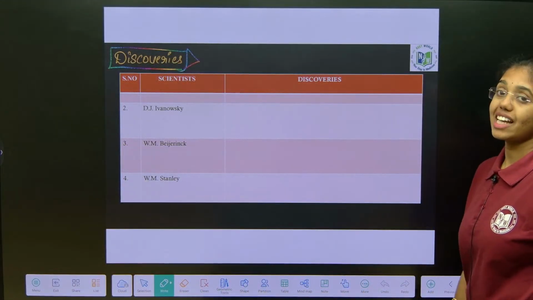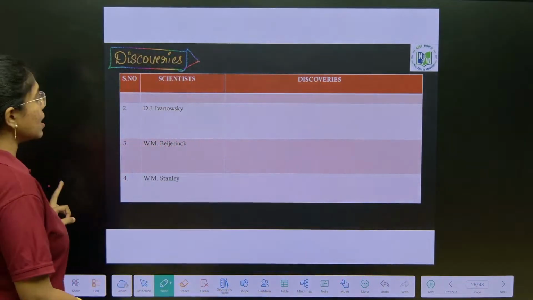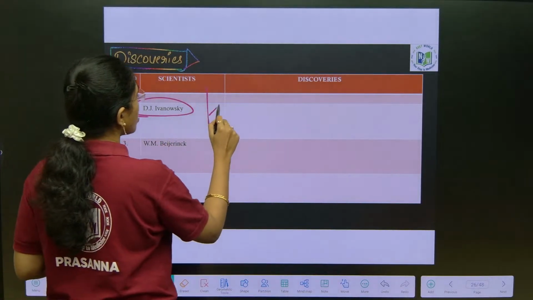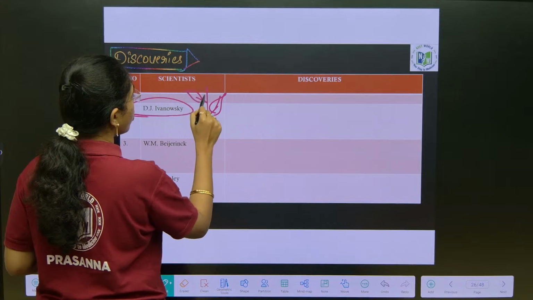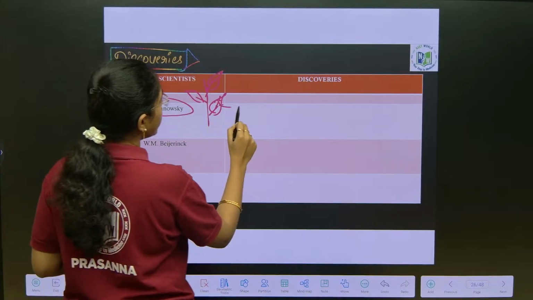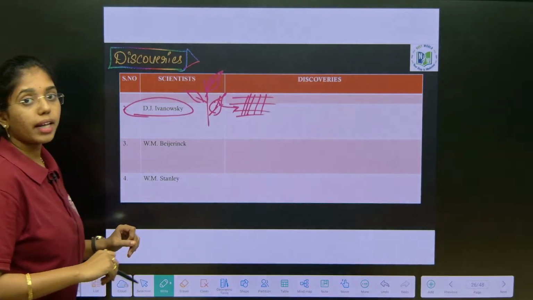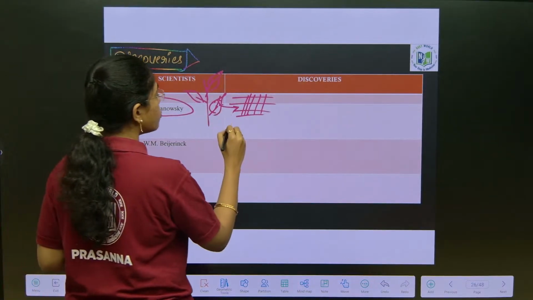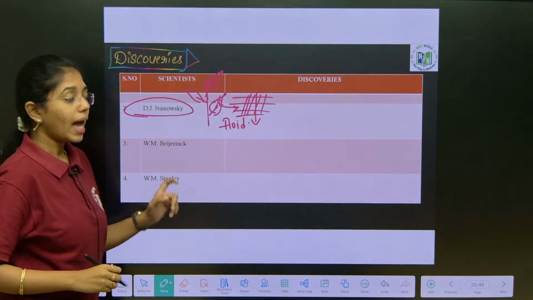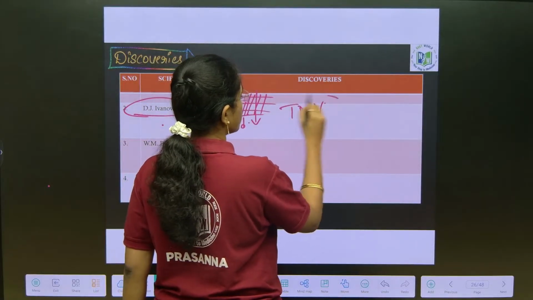Now, let us see the discovery of viruses. Here, 3 prominent scientists you have to remember. First is D.J. Ivanovsky. What did this scientist observe? He took the fluid of an infected tobacco mosaic plant and passed it through virus filter paper. He is the first person to discover tobacco mosaic virus.